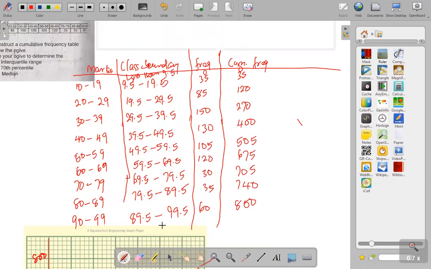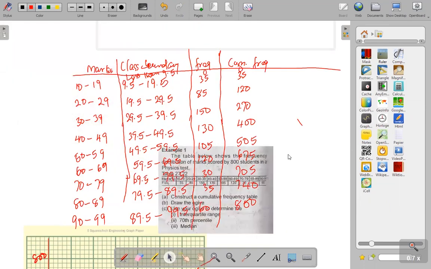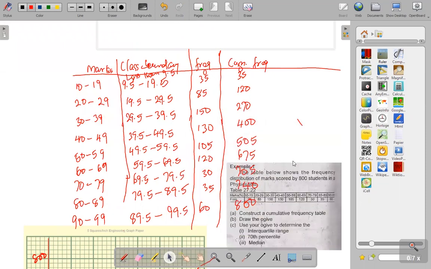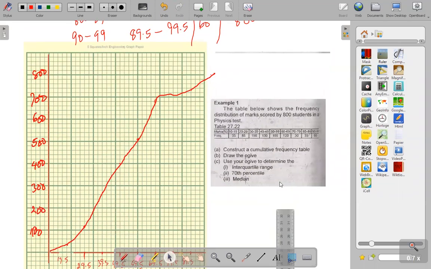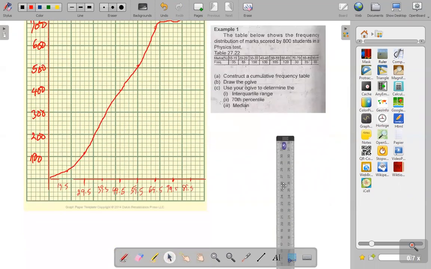Now the question that follows, where are the questions? The question is, construct a cumulative frequency table. That's A, which we have just done, and is here already. Then B, draw the Ogive, which we have just done. Then C, use your Ogive to determine the interquartile range.